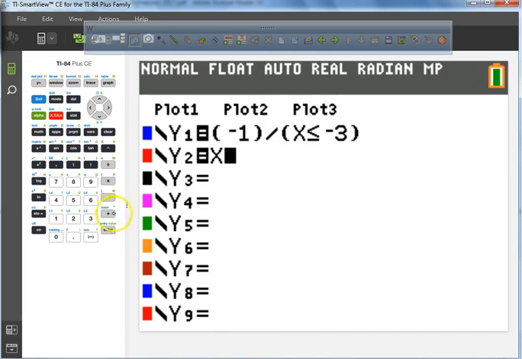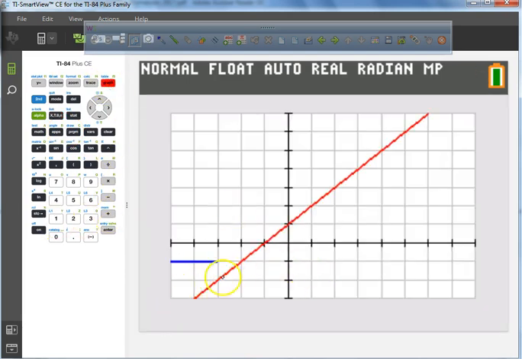Type in x plus 1. Hit the graph button. You can clearly see that this line continues to go on forever. This domain has not been limited. How do we limit it?